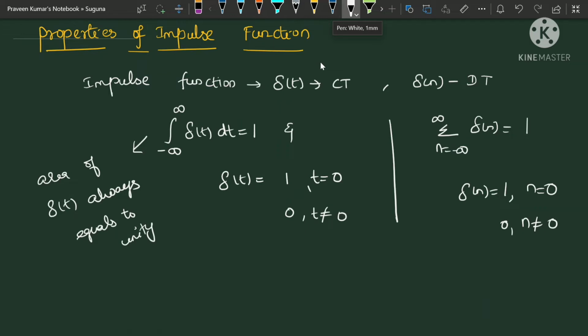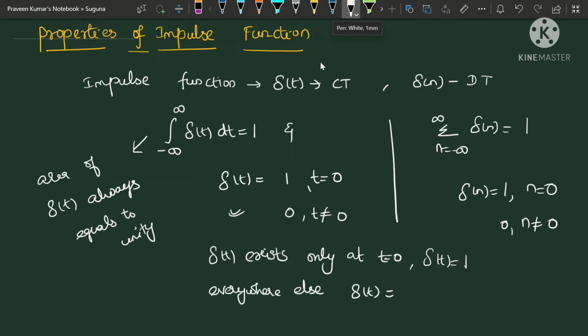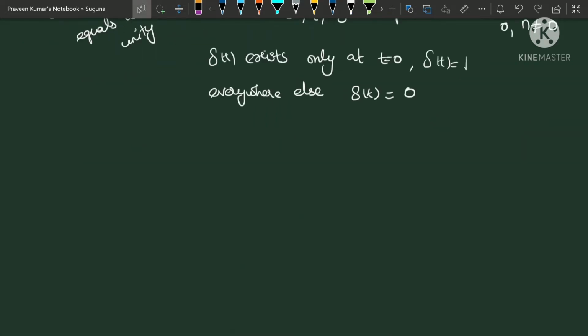And this represents del of t is equal to 1 at t is equal to 0, del of t exists only at t is equal to 0. At t is equal to 0, del of t is what? 1. Everywhere else, del of t is 0. So, this is last classல நம்ம பார்த்தது. Okay வா? So, base பண்ணி the definitionல நம்ம properties நிறைய derive பண்ண போறோம்.